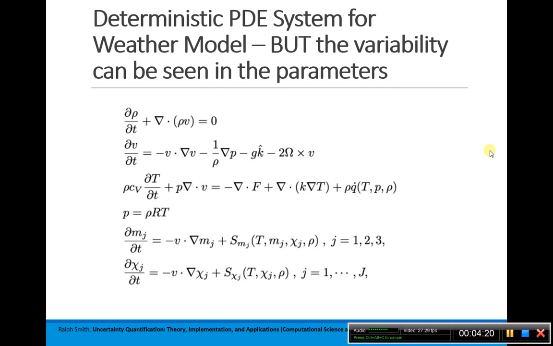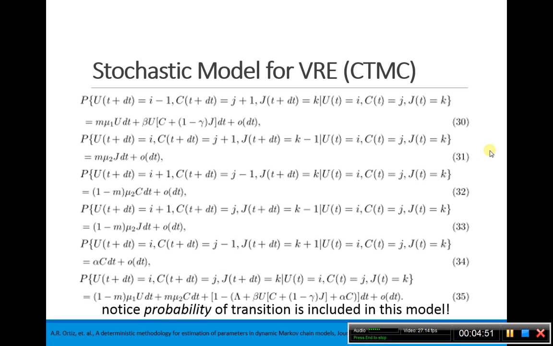So again, with our weather model, we have a deterministic PDE system. We do have variability in this model, but we have variability because we change the parameters. The parameters can vary across some kind of space. And so we can add variability into a model by looking at the variability in the parameters themselves. So again, it's not a stochastic model by the definition of a stochastic model. However, it does have some randomness in it. So this was the stochastic model for VRE that we talked about last time.